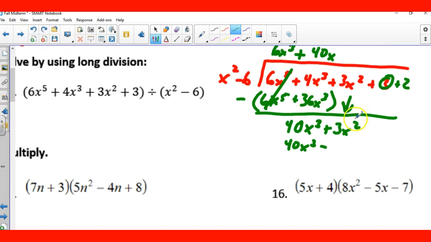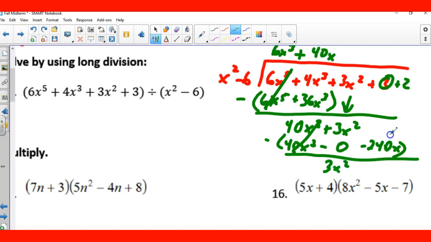Alright. So 40x times negative 6 is going to be negative 240. I'm going to put 0 here. The reason I put 0 there is because there's no x squared value. So now put the parentheses here. That cancels. I have 3x squared. And then I have positive 240.